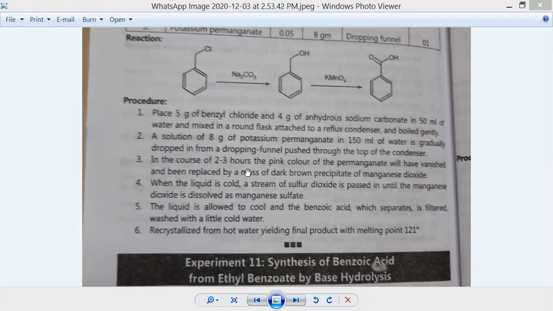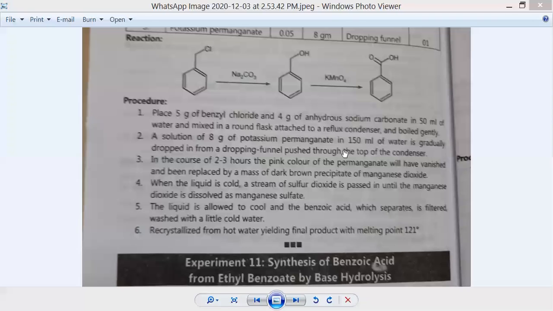Now after this, this particular reaction will require a time of 2 to 3 hours, in the course of which the pink color of the potassium permanganate will vanish. After shaking and boiling this reaction mixture, we know the solution of potassium permanganate has a purple-pink color, and when it is added to the reaction mixture, the pink color will vanish and be replaced by a mass of dark brown precipitate of manganese dioxide.